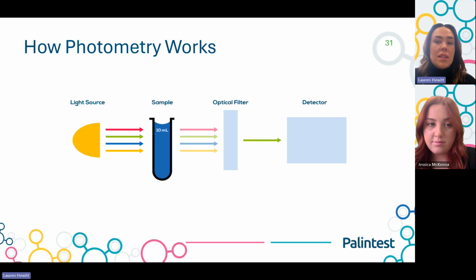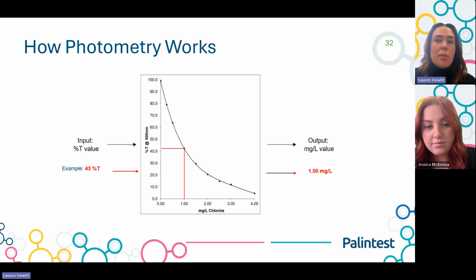The instrument measures the %T through the sample in comparison to the blank. The blank is a sample without any reagents in it. This is important because light passing through a glass tube of water will behave very differently to light passing through air. So once we have the %T value, what does this mean? We need to convert this into something meaningful for the user.